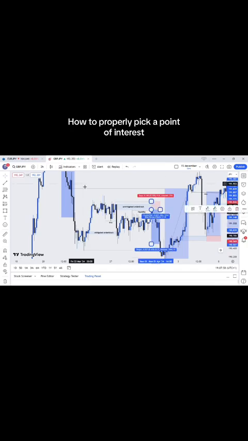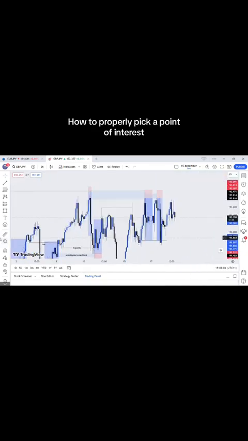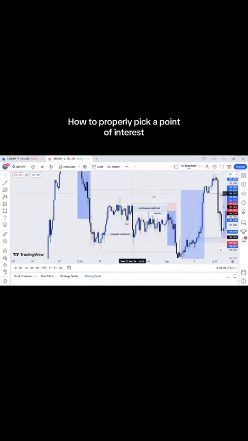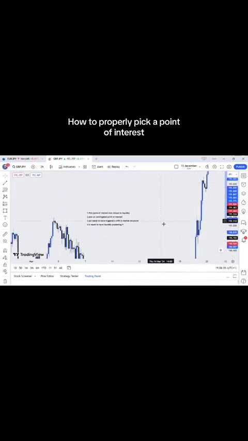So I think that covers about it. Remember, if you're taking your entry, you have to make sure that your other block has not been mitigated yet. You have to make sure that the other block triggered the shift in market structure. It needs to have liquidity protecting it, and pick the point of interest that is closest to liquidity. Liquidity has been swept. You have to pick the point of interest that is closest to it.